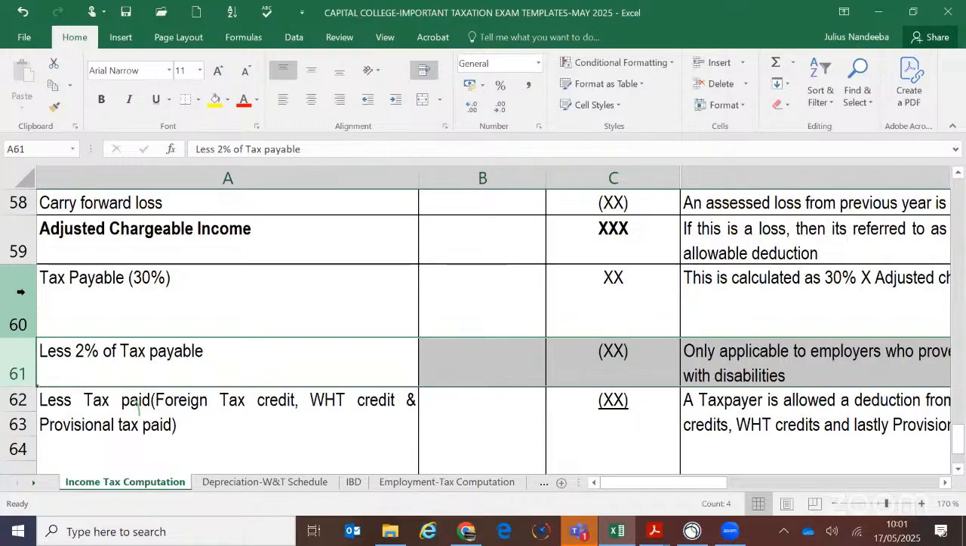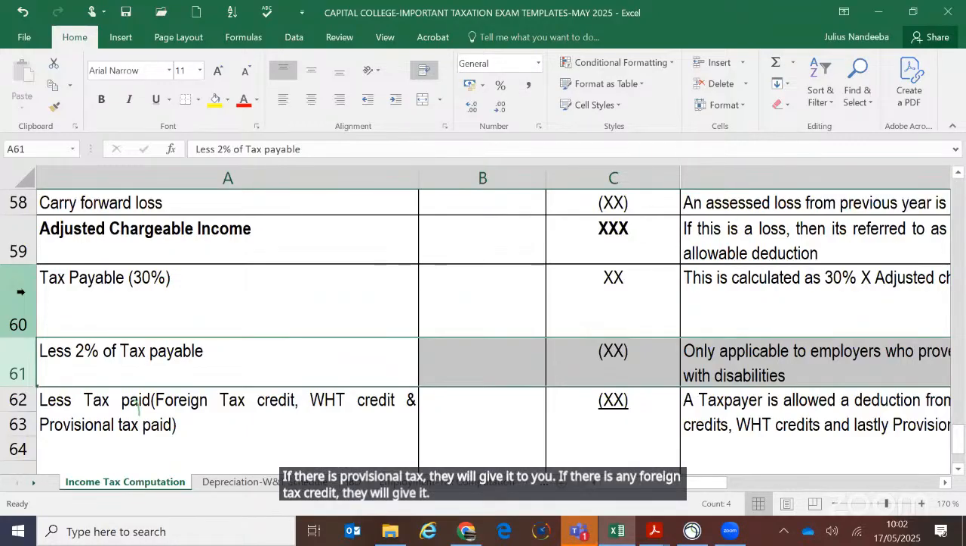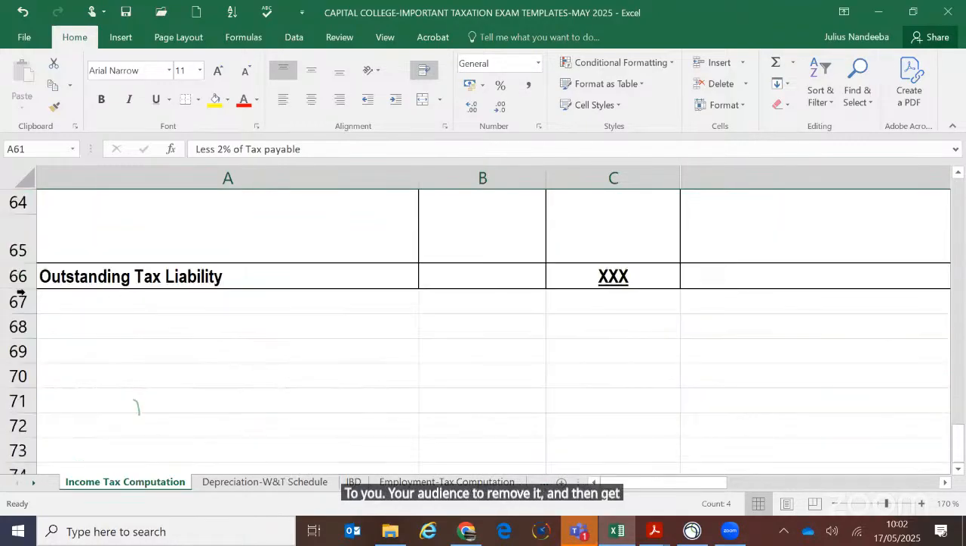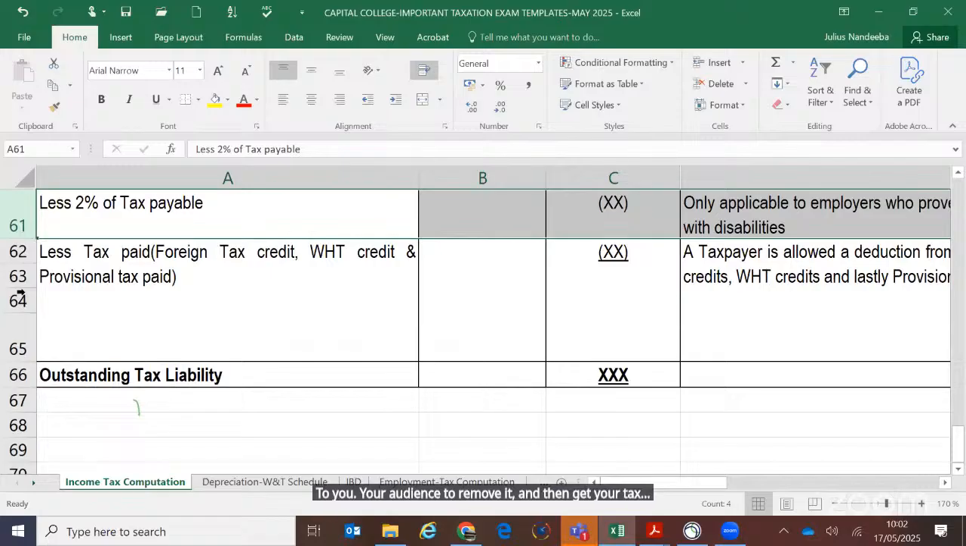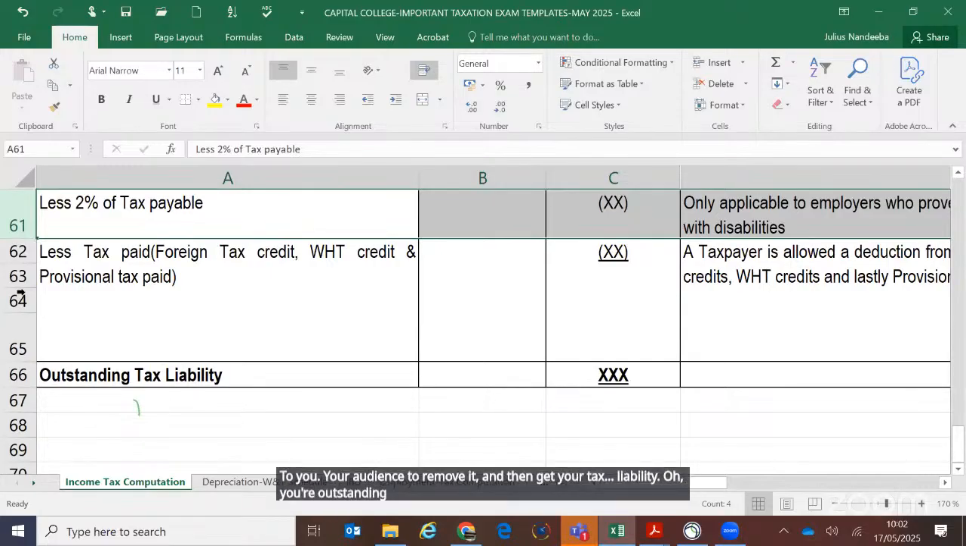So it means if you apply 30% and got tax payable, this is the tax they are demanding from you. The next question is, have you paid any tax in advance? In form of foreign tax credits, in form of withholding tax credit, in form of provisional tax credit. All these, they are going to give them to you straight. If there is withholding tax, they are going to give it to you. If there is provisional tax, they will give it to you. If there is any foreign tax credit, they will give it to you. Your role is to remove it and then get your tax liability, or your outstanding tax liability.